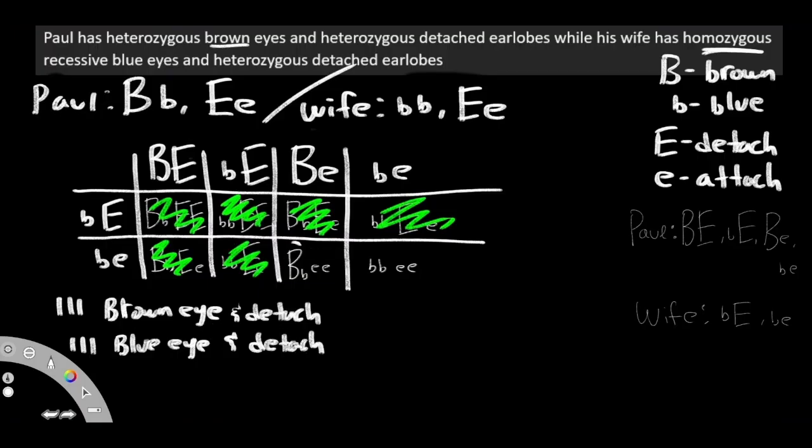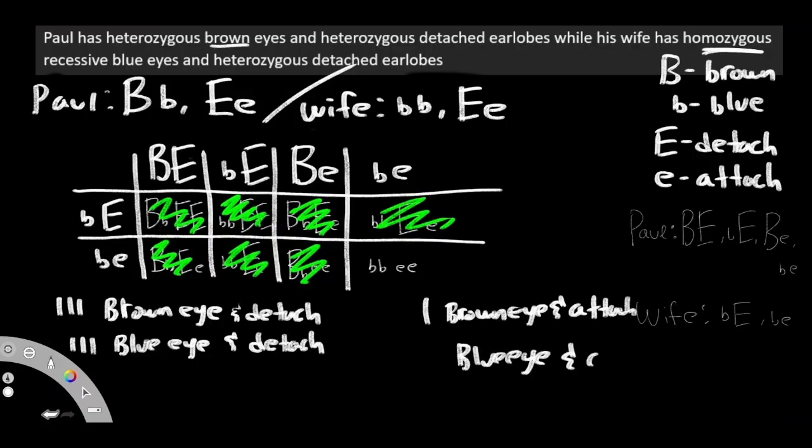What about this one? This one is a brown eye with an attached earlobe. So I'll put here brown eye and attached. That's one tally. And we're on the last one. This one is a blue eye with an attached earlobe. So blue eye and attached. Put another tally over there.